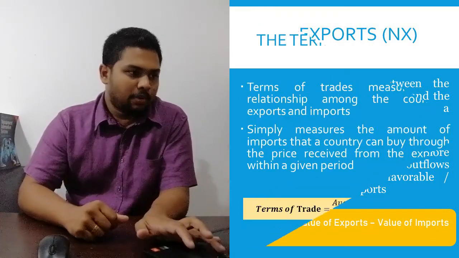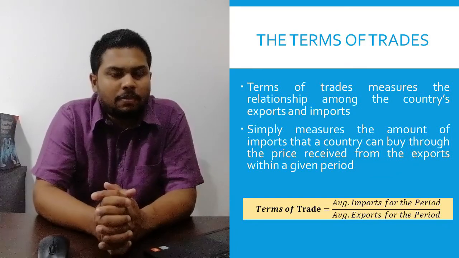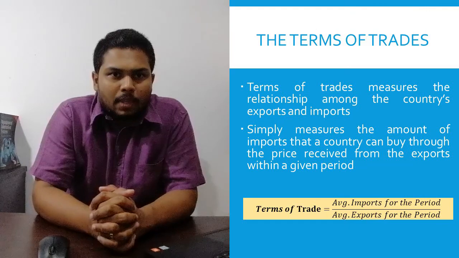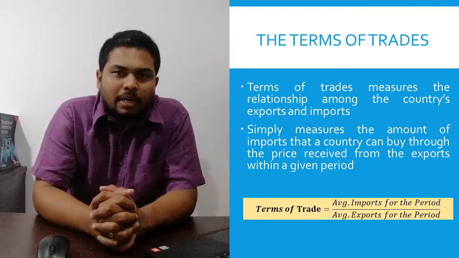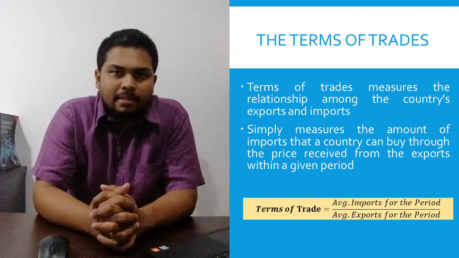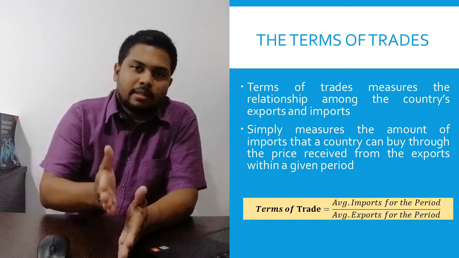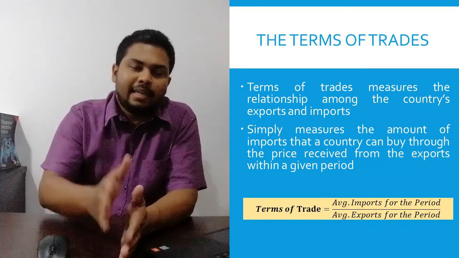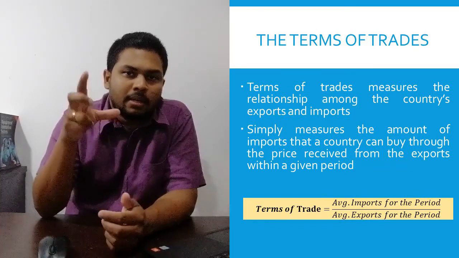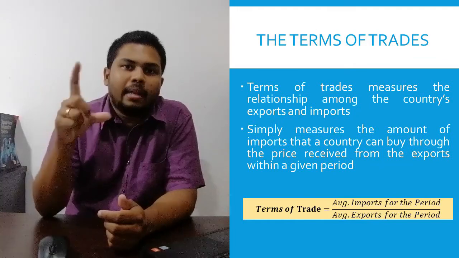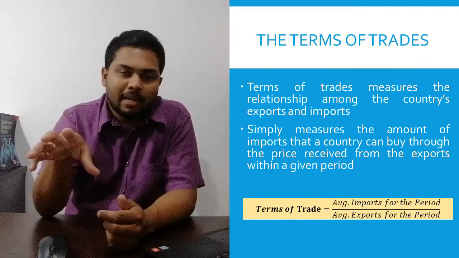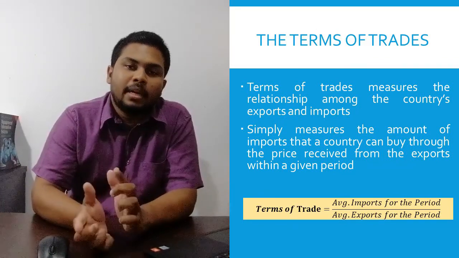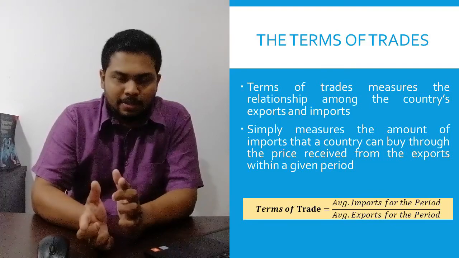But before that, we have to go with the terms of trade. What do you mean by terms of trade? It's quite easy to understand this term. With terms of trade, we are going to evaluate the trade in terms of whatever we have sent. Let's say we are going to compare both the average imports and the average exports that we made during a particular period. In that case, we say terms of trade measure the relationship between the imports and the exports of that particular economy.